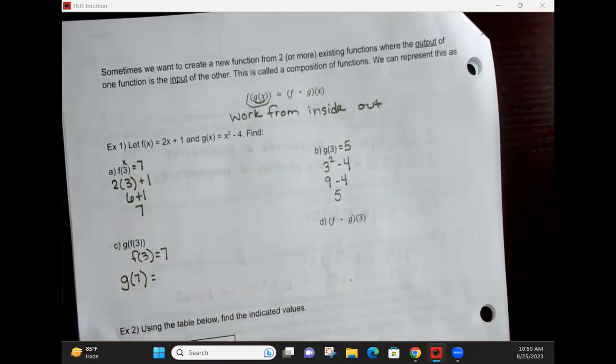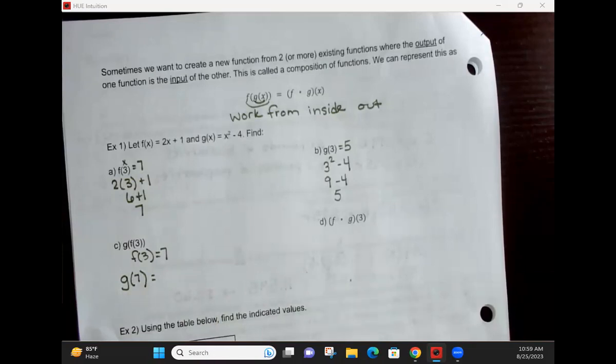Okay, so the output from my first function is now the input for my second function. And for today, we are evaluating at a specific number. So it's all going to be f of 2, g of f of 4, f of g of 1, or whatever the case may be. We're looking at values for today.